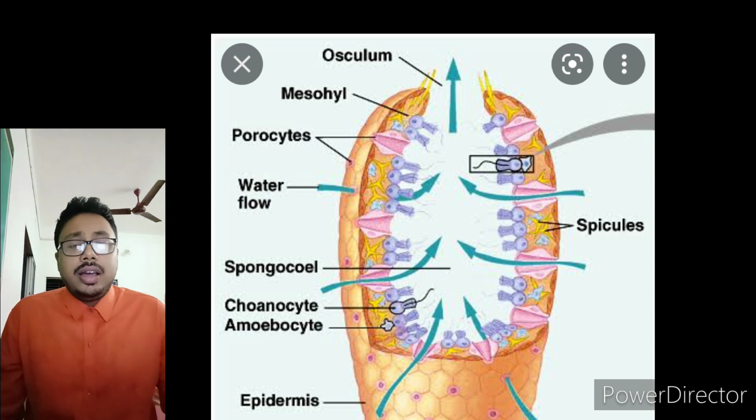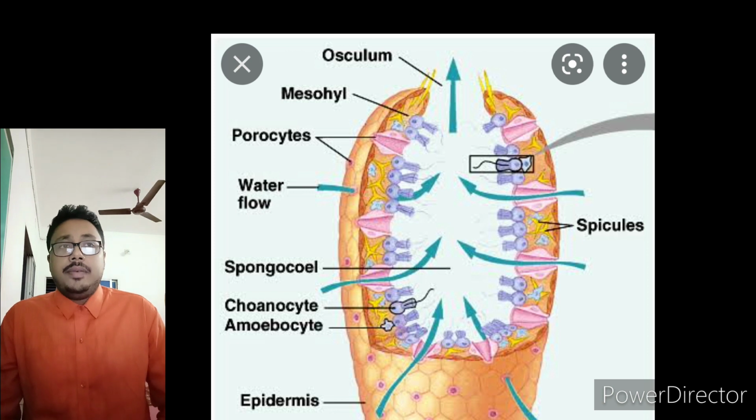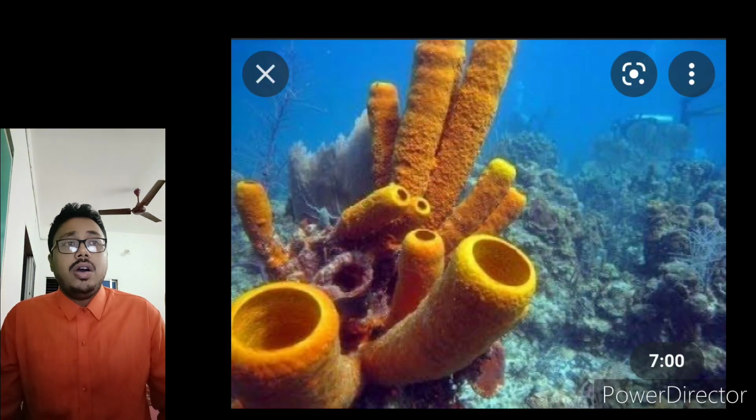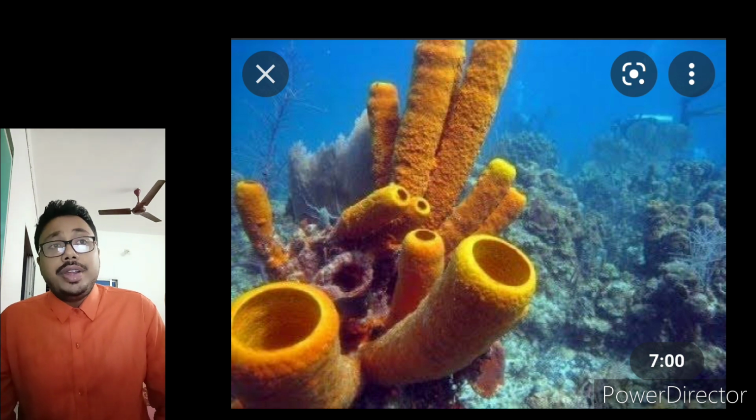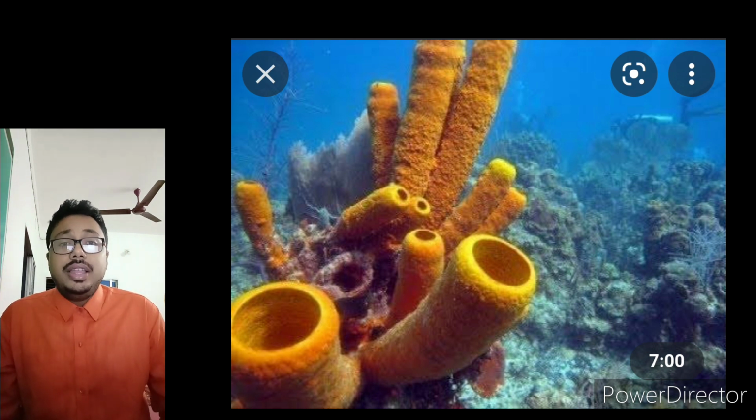Their skeleton is made up of silica, CaCO3, or protein spongin fibers. Now, Porifera feed on detritus material present in water. Detritus means decaying material. They feed on decaying material.